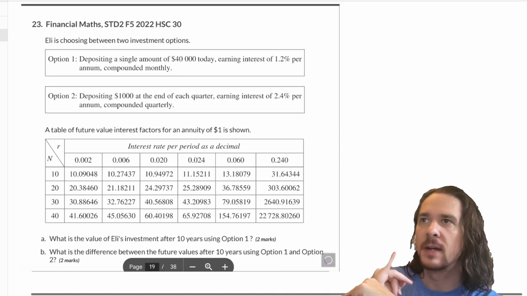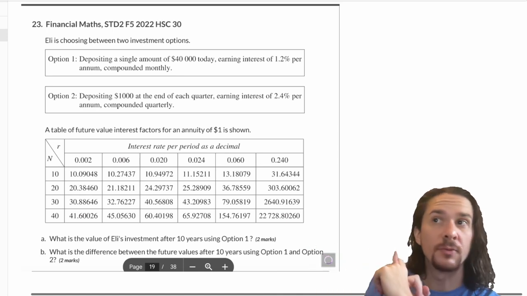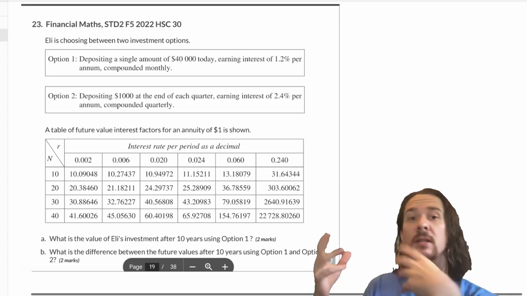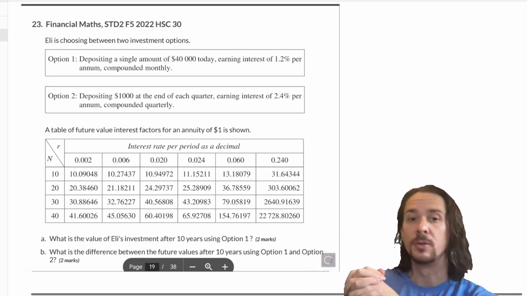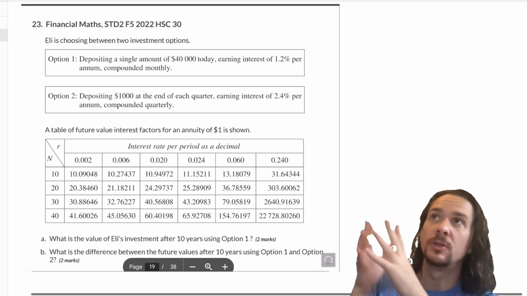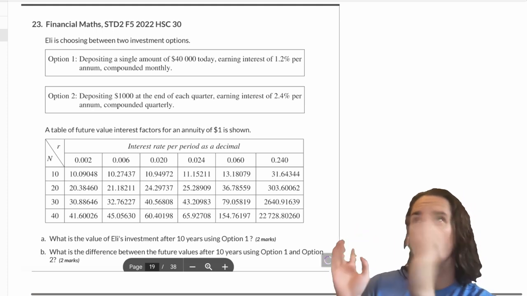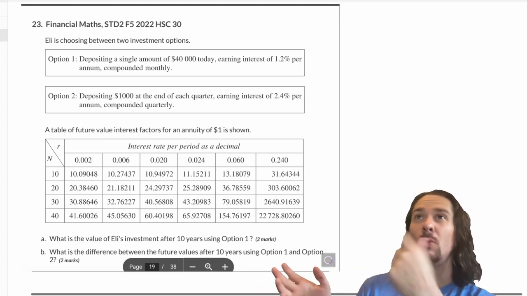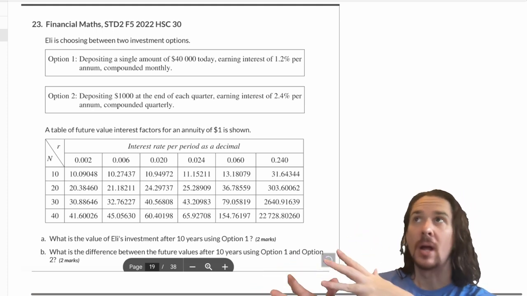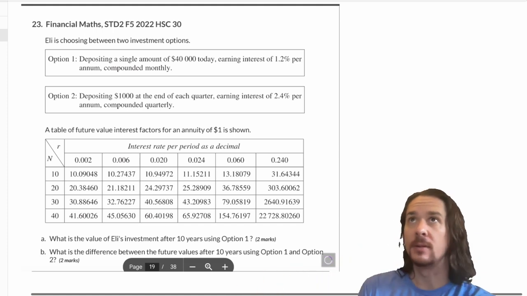What is the value of Ellie's investment after 10 years using option 1? And what is the difference between the future values after 10 years of option 1 and option 2? So Ellie is choosing between two investment options. She could deposit 40 grand today and earn 1.2% per annum interest compounded monthly.